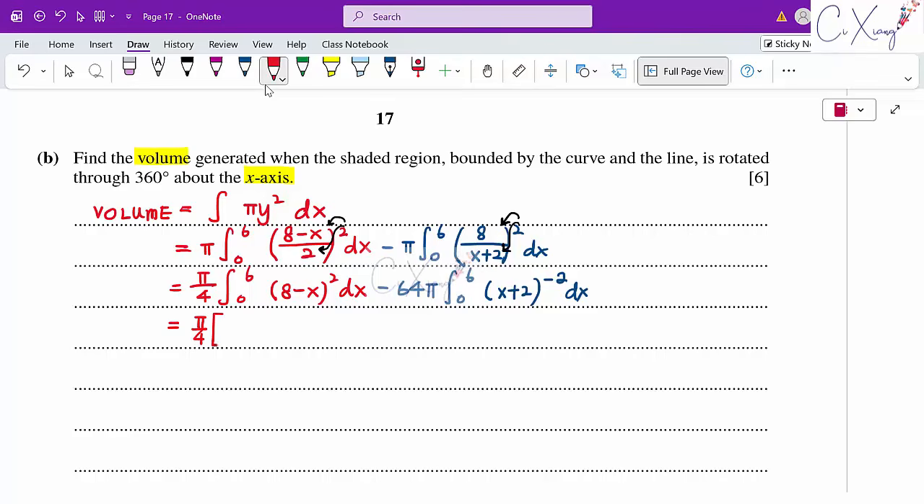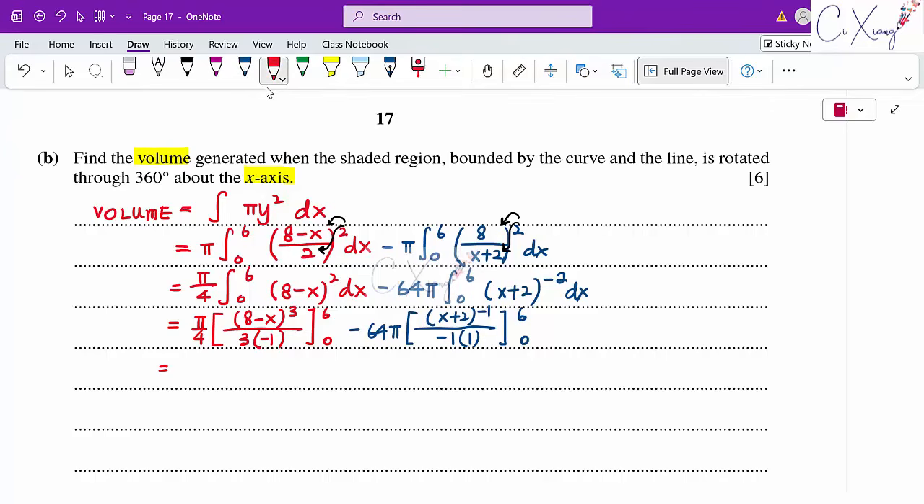Okay, let's integrate this particular bracket. Copy the bracket, power plus 1 becomes a 3, divided by the new power. Differentiate the thing inside the bracket, you're having a negative 1. So you have to divide it by negative 1 as well. Later, you have to substitute the limits 6 and 0. Then same thing happens here. Copy the bracket, power plus 1 becomes negative 1, divided by the new power negative 1. Differentiate x plus 2, you'll be having the 1 here. And after that, you're having 6 and 0 as well.